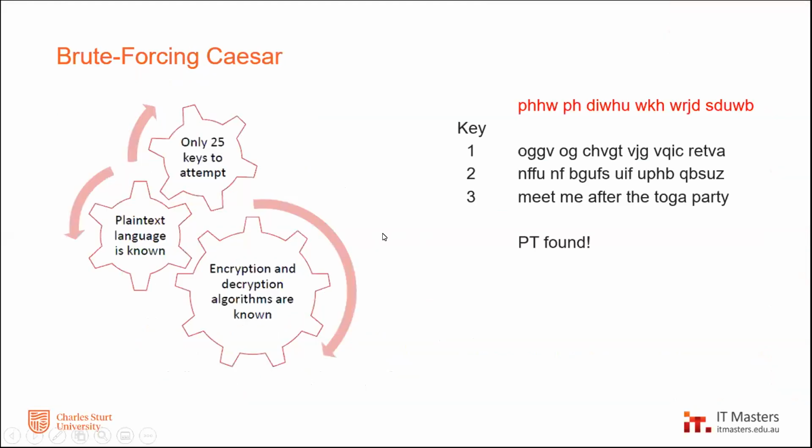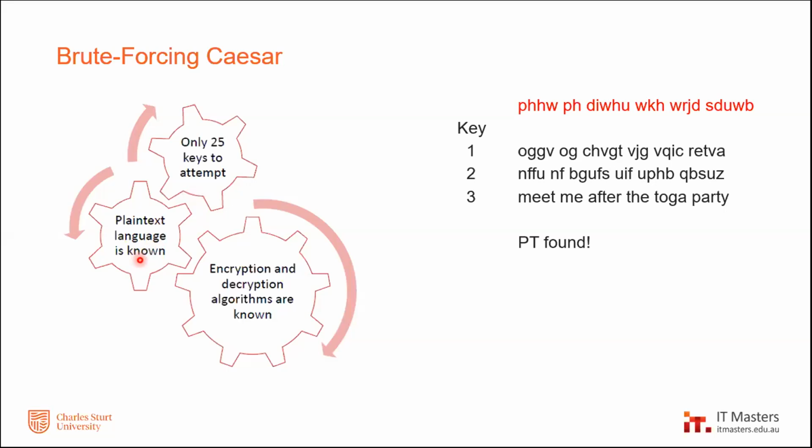Nice question. So if we look at the example we just went through and we brute force it, we can work out that in a standard Caesar, because we only use 26 letters in the standard alphabet, we only have to attempt 25 different keys until we find the answer. Now, if we start at 1, also knowing that the plain text language is known.